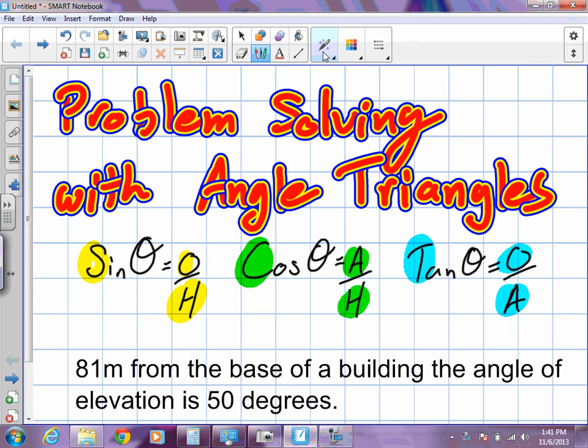Okay, so we're going to look at problem solving with right angle triangles. Oh, I meant to write in right angle triangles here. We have our primary trig ratios, and I've highlighted the letters to help you remember our acronym so that we can keep in mind what these formulas are. SO stands for sine theta is equal to opposite over hypotenuse, so SOH. CA is cosine theta is equal to adjacent over hypotenuse, so that's CAH. And TOA is tan theta is equal to opposite over adjacent. So, let's keep these in mind.